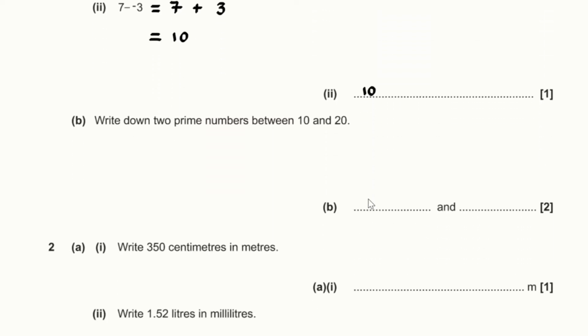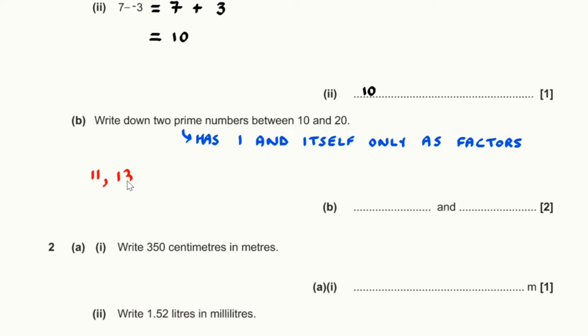For part B, we have to write down two prime numbers between 10 and 20. You will recall that a prime number is a number which has 1 and itself only as factors. Now, if we think about possible prime numbers between 10 and 20, we could have 11, 13, 17, and 19. We need two of these to write down. For example, 11 and 13.